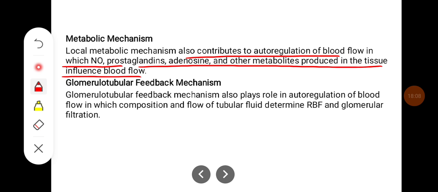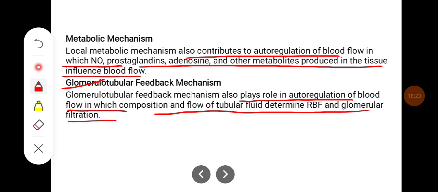And it is also regulated by the glomerulotubular feedback mechanism. The glomerulotubular feedback mechanism also plays an important role in autoregulation of the blood flow, in which the composition and flow of tubular fluid determine the renal blood flow and glomerular filtration.